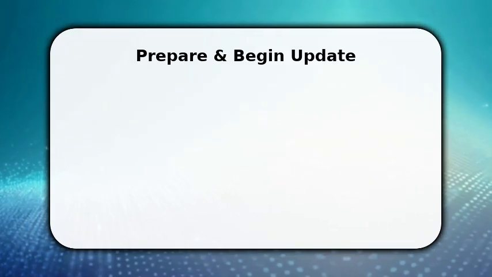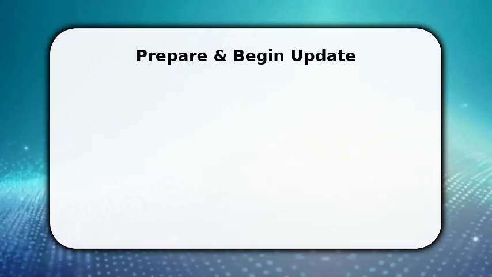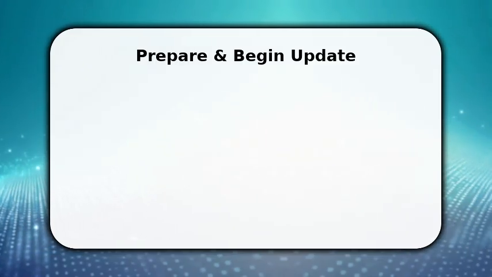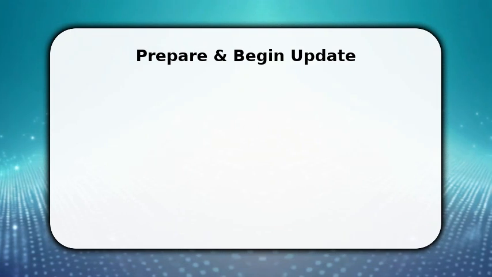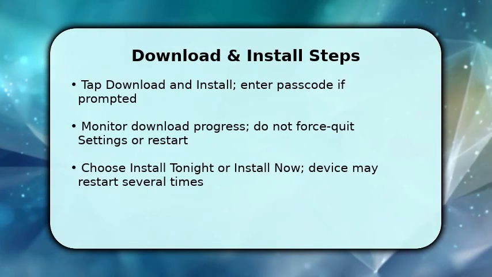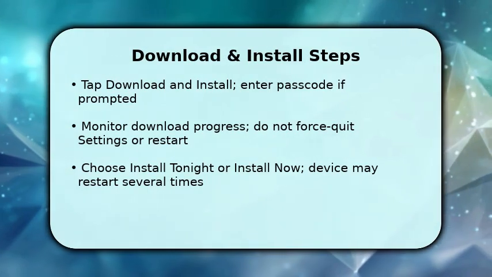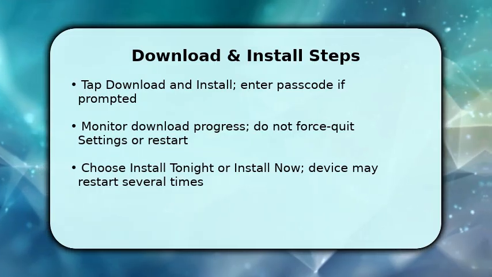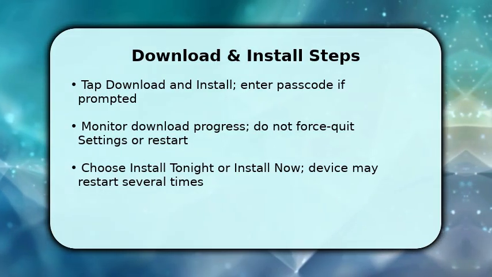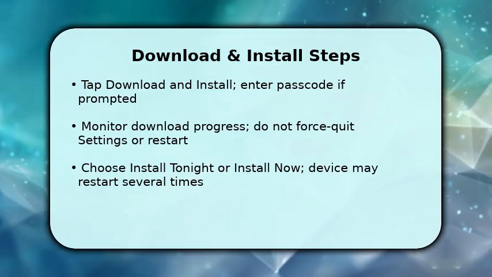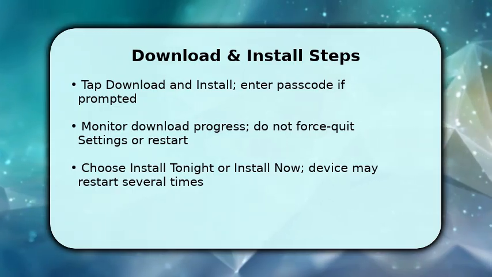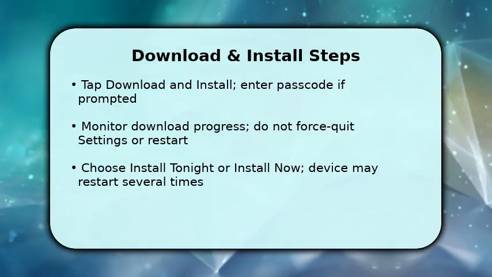Then open Settings, tap General, and choose Software Update to check for the latest release. This begins the actual download phase and verifies compatibility with your device. After the update appears, tap Download and install and enter your passcode when prompted. This verifies your identity. While the update downloads, avoid restarting the device or force quitting settings because interrupted downloads can corrupt the installer. Once downloaded, choose Install Now or schedule Install Tonight.